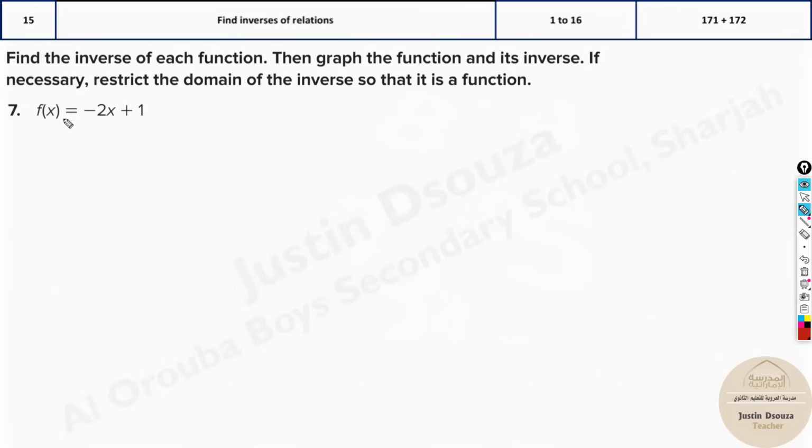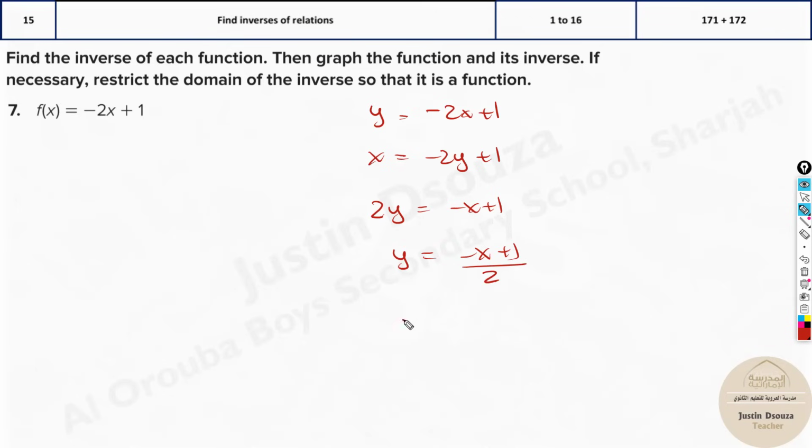Now, when there are two terms, it's not possible to directly do it. You can do it, but it's better to solve it by the simple method. Y is equal to minus 2x plus 1. Swap this x and y. X is equal to minus 2y plus 1. And what you do is, take this y to the other side. It will be 2y is equal to minus x plus 1. And now solve it. Divide both the sides by 2. Y is equal to minus x plus 1 by 2. Or you can also write it as negative x by 2 plus half.